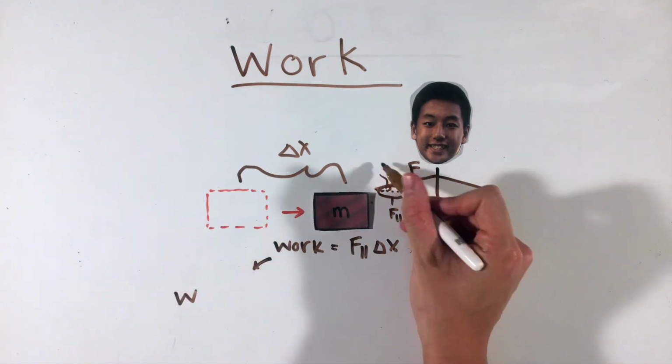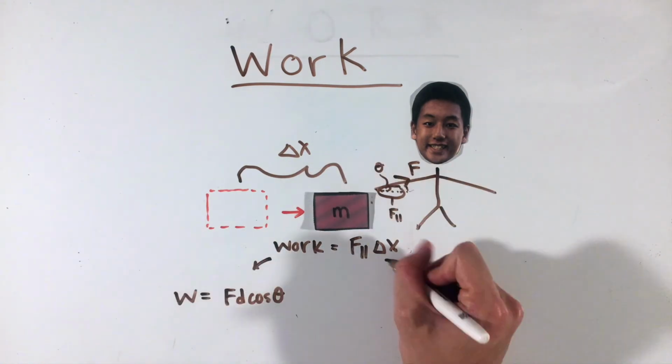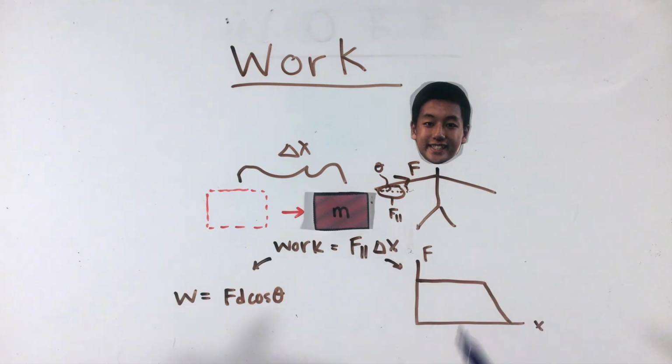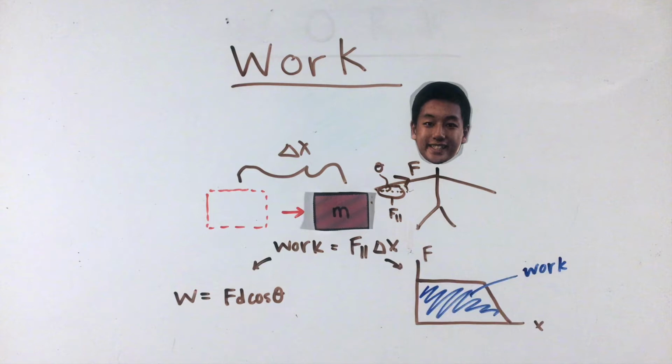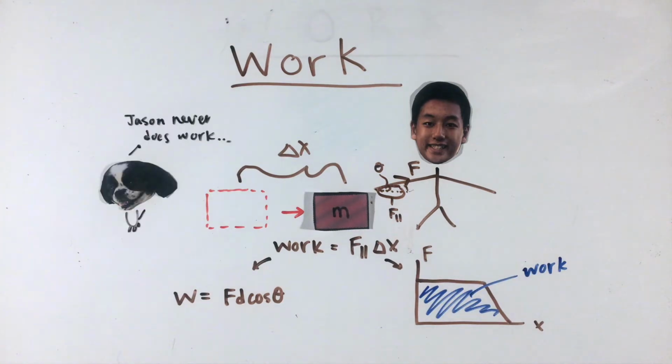One way to mathematically say this is the force times displacement times cosine theta, where theta is the angle between the force and displacement vectors. Graphically, work is the area under a force as a function of position graph. In addition, work can either be positive or negative, depending on whether the parallel force component and displacement vectors are in the same or opposite directions.